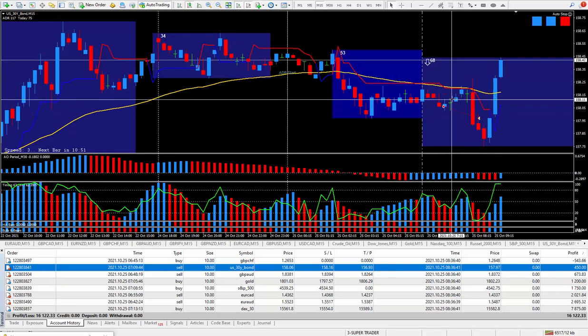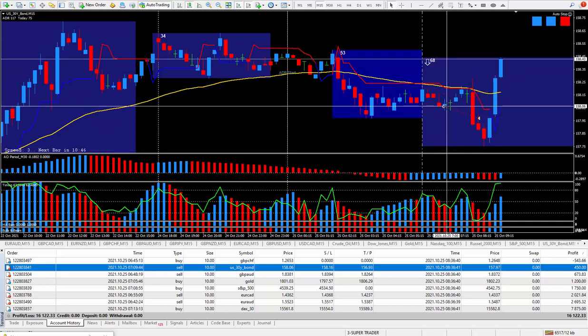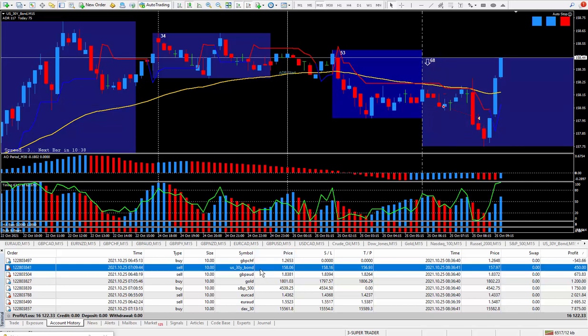It did a bit of a pullback to the goal line, continued working its way down, and that was the point that I closed out the trade. Looks like with about 9 pips, and 9 pips on the 30-year bonds paid $450. Keep in mind that on the 30-year bonds it pays only $5 a pip.